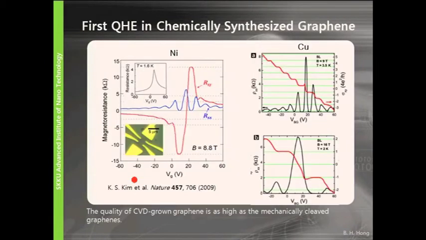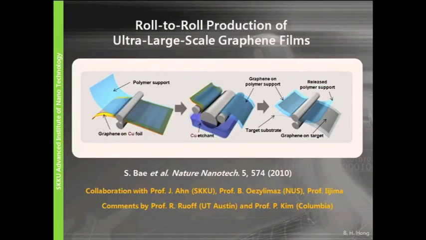In addition, as reported in this paper, the quantum effect can be measured in the chemically synthesized graphene on nickel and also on copper. This indicates the quality of CVD graphene is as high as that of mechanically cleaved graphene. Last year, we reported roll-to-roll production of ultra-large-scale graphene using copper foils.